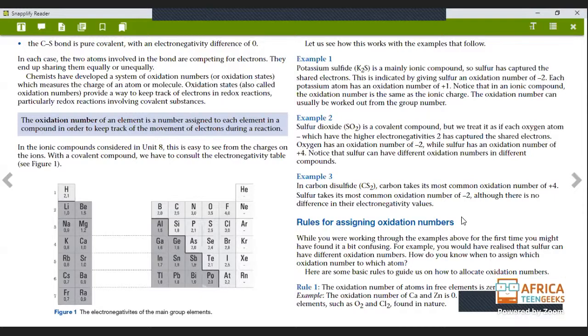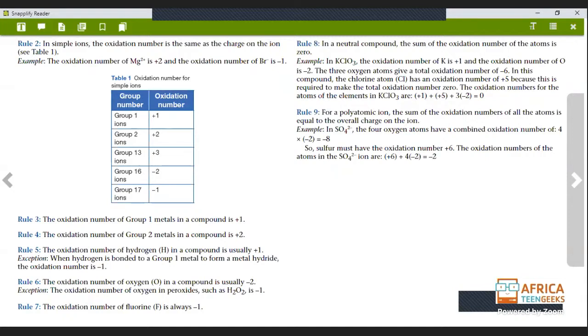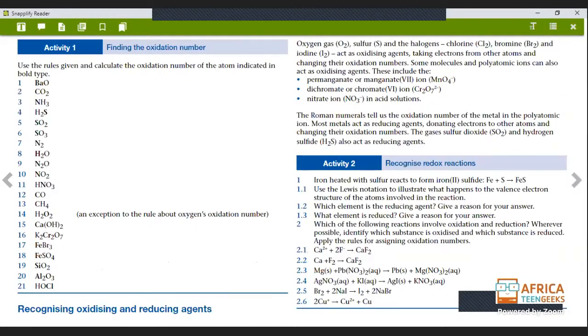Do you guys understand? I really hope that you understand, because we're running out of time and we haven't done most of the stuff that you were supposed to do, but I've given you guys one example for you to be able to do activity 1. I just want to open activity 1. Guys, this is our activity 1.